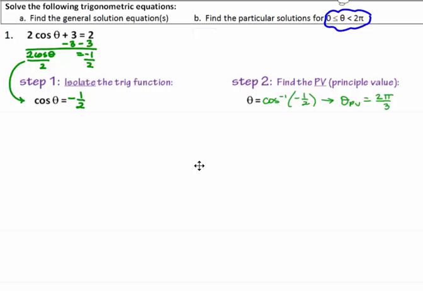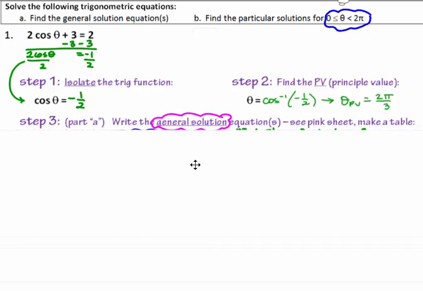All right, so now we're thinking about coming up with our general solution equations. So for each problem, we're always going to be finding our general solution equations. There will be 1 or 2, sometimes more, and then we're going to find particular solutions. So the general solutions will involve an n, and the particular solutions will be sort of like your final answers. All right, so now we're going to come up with our general solution equation.